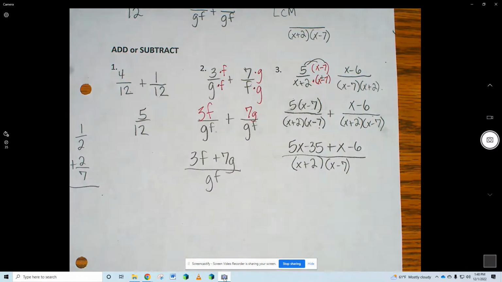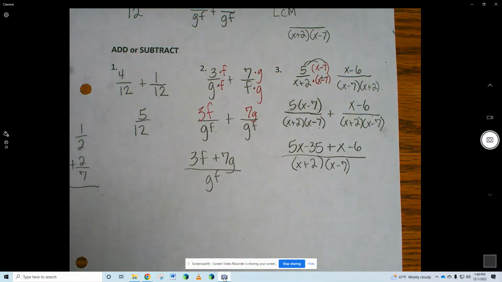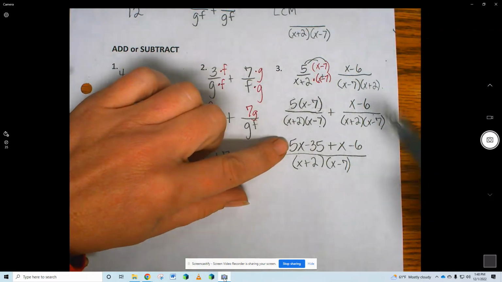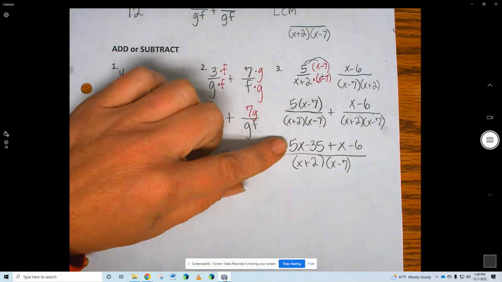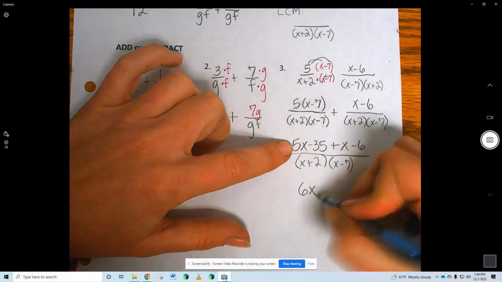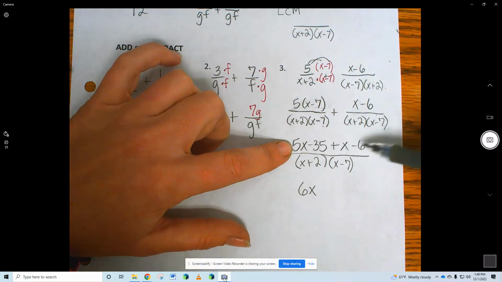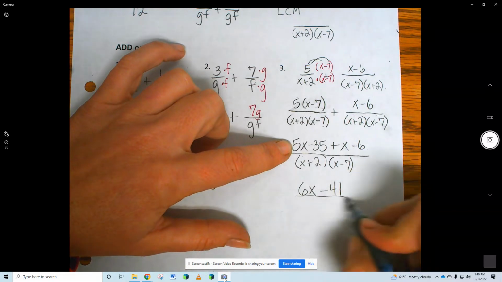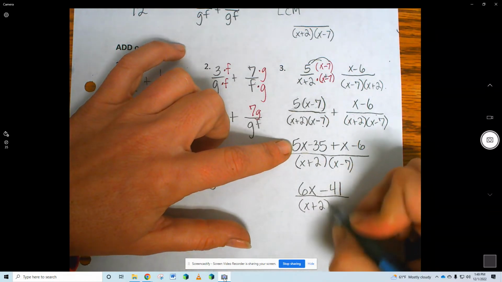Okay, let's go really slow. I am wanting you to FOIL in this case. So the quiz you just took, I didn't need you to FOIL. I wanted everything written as parentheses, simplified. But now, if I were to leave it like this, I can put things together in the numerator. So I am going to put 5x plus x together. And I'm going to put negative 35 and negative 6 together, over x plus 2, x minus 7.